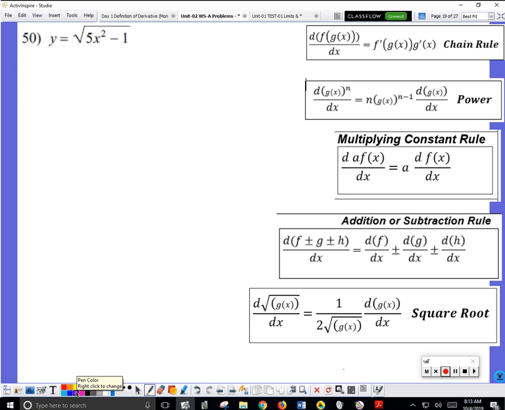The first step is always the same. We want to take the derivative of both sides, which means we apply the derivative operator to both halves of the equation. Okay, so we apply the derivative operator to both halves.